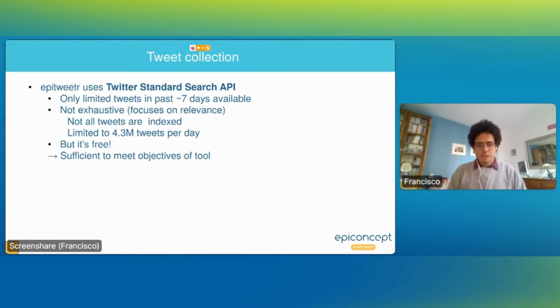How do we collect tweets? We use the Twitter standard search API, which is provided by Twitter. It has some limitations. For example, it's only limited to the last 7 days, so we build history based on that. That is why the search needs to run continuously. It's not exhaustive. It's focused on relevance, and not all tweets are indexed. But it's still limited to 3 to 4 million tweets per day, which is more than enough, and it's free. So that's enough to meet the objectives of the tool.